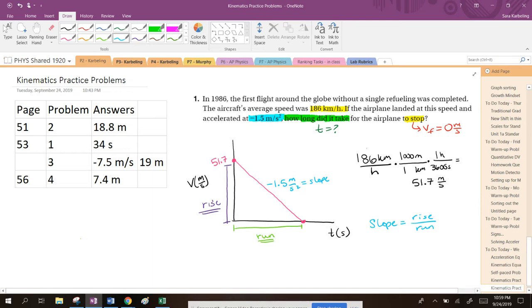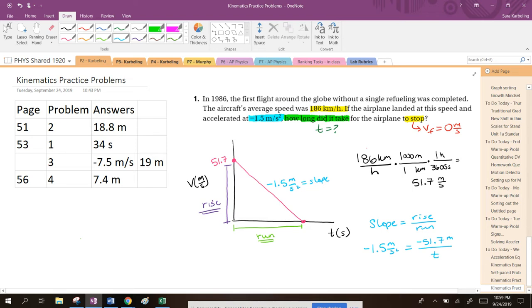And let's plug in some numbers. So we know that the slope is negative 1.5 meters per second squared. We know that the rise is negative 51.7 meters. Why is it negative? Because we're going down, right? The slope is negative, so we know that we're going down 51.7 meters over some amount of time.